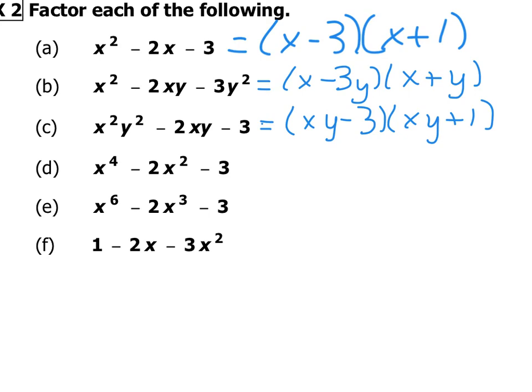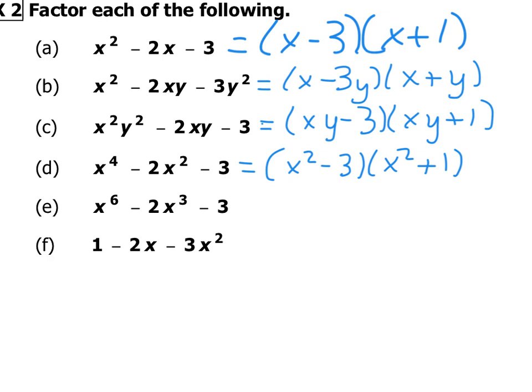In D, we're starting with x to the fourth. What that means for our factors is that we'll have x squared and x squared. So the way that this will work is we'll have x squared minus 3, x squared plus 1. All of these are based on this original trinomial and its original factors right here. With each of these, I'm just going up to look at these factors and figuring out what I have to do a little bit different.